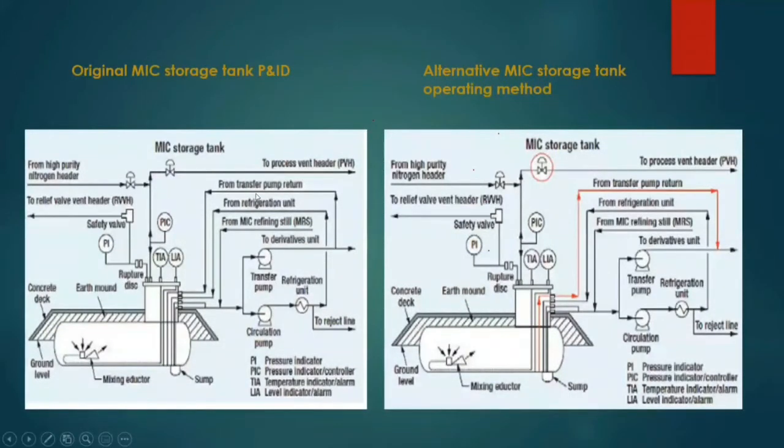These are two figures. This is the original MIC storage tank P&ID, and this is the alternative. The original P&ID shows the MIC storage tank design. The MIC produced at the factory was stored in two stainless steel storage tanks, designated as tanks 610 and 611. An identical tank, 619, received contaminated material from either tank 610 or 611 on an emergency basis only.